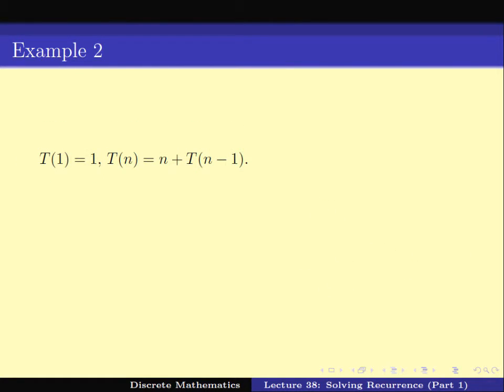So this example 2 says that t1 equals 1 and tn equals n plus tn minus 1. Again, first of all, you have to guess it, and let's imagine that somebody manages to guess it correctly and says that tn equals n into n plus 1 by 2. Now, once someone has guessed it, we have to prove it. We have to ensure that the guess is right. And to get it true, we have to again use induction.